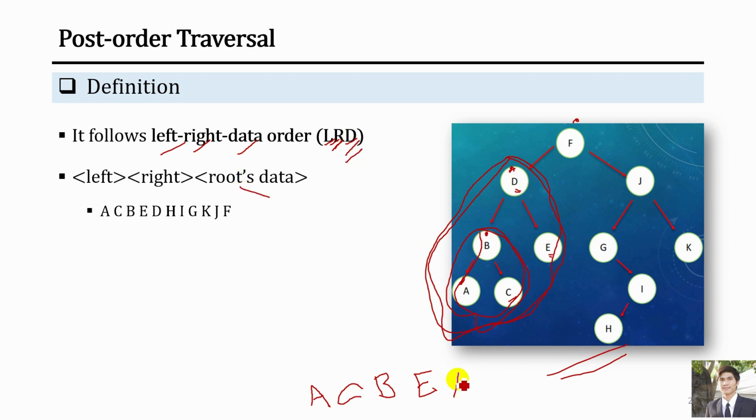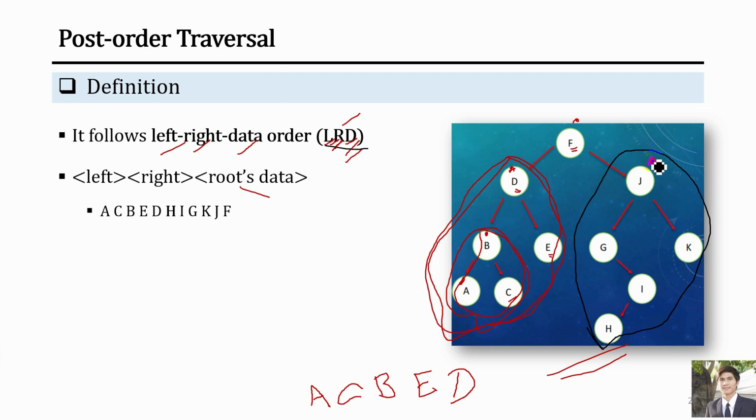After D, because D here is considered the left of F, the root F on the top level, D is the left subtree, right? So after left, we go right. F is not able to display yet. We need to access the right one. So when we consider the subtree on the right, after left we go right.